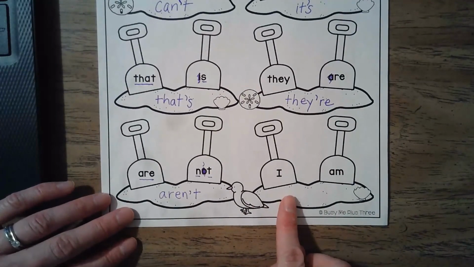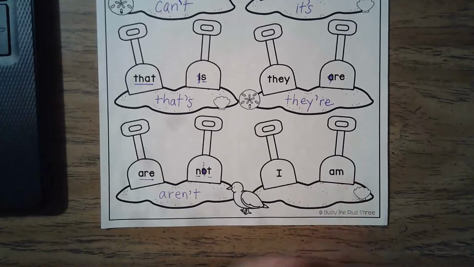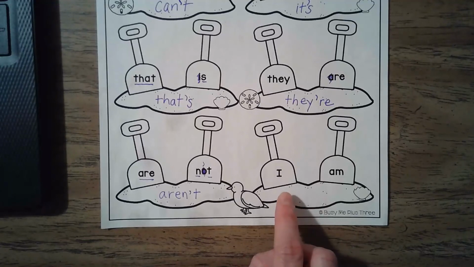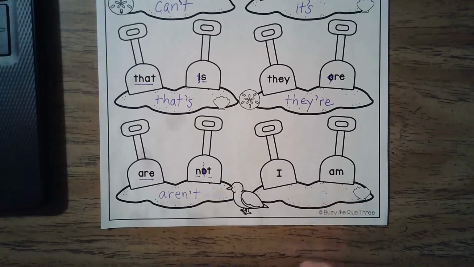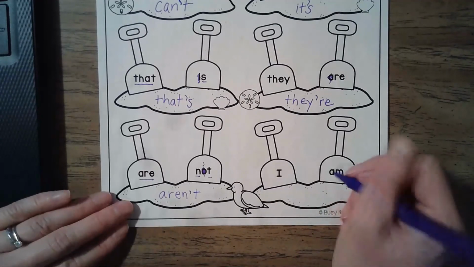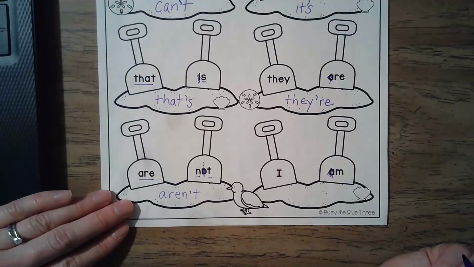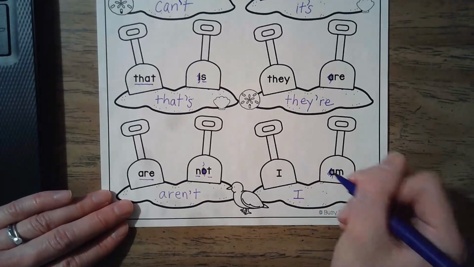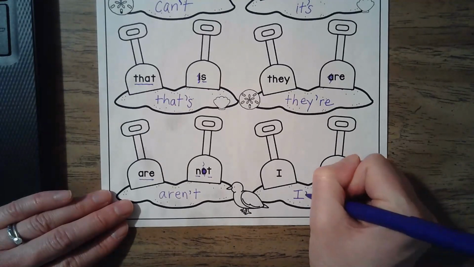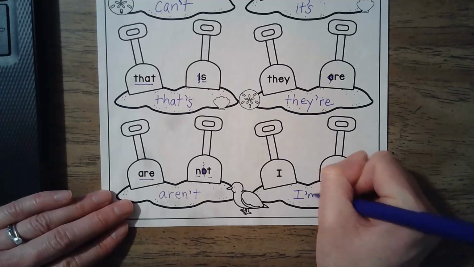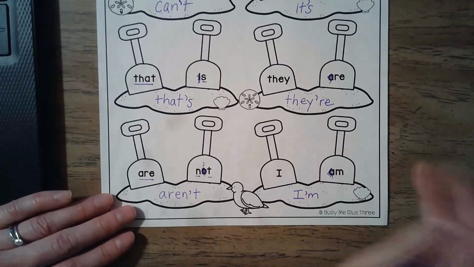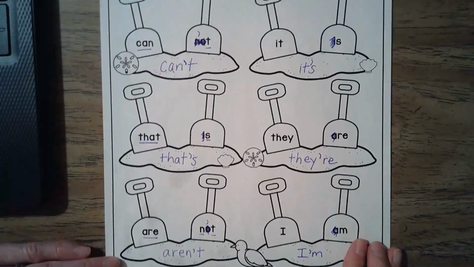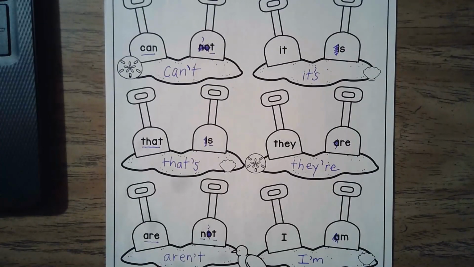Okay, we have one more down here. This one we probably use all the time. I am. When we're talking, when we say things about what we are, instead of saying I am, you might say I'm. Instead of saying I am hungry, you say I'm hungry. We're going to get rid of that A. So go ahead and cross out that A. Now to make I'm, you're going to write your I. We got rid of the letter A, so there goes our apostrophe where the A would be, and an M. I'm hungry. Well done, friends. Go ahead and add some color if you want and pizzazz that up.